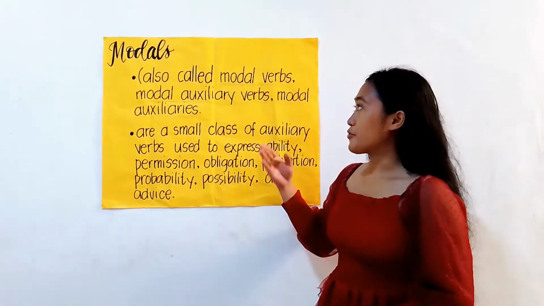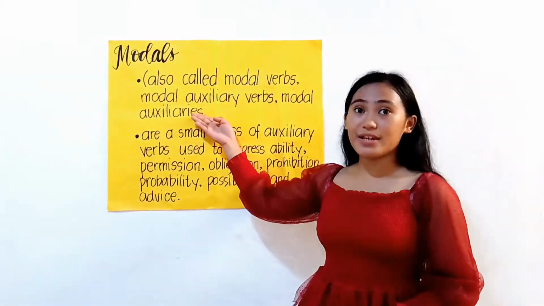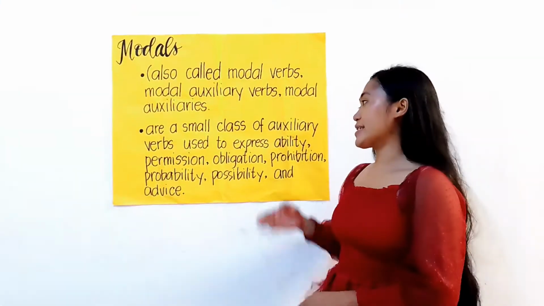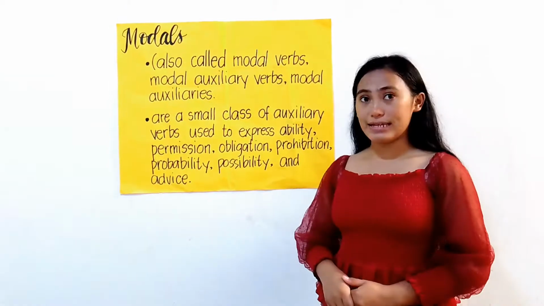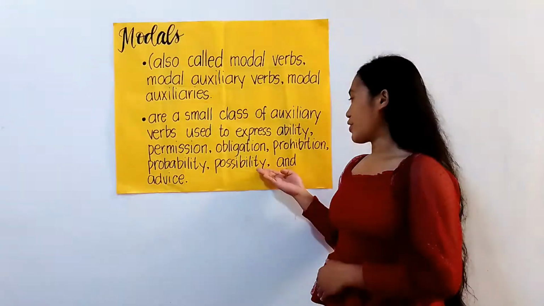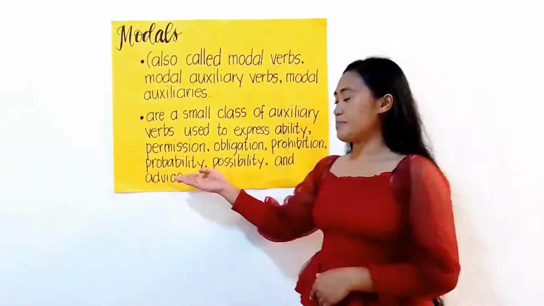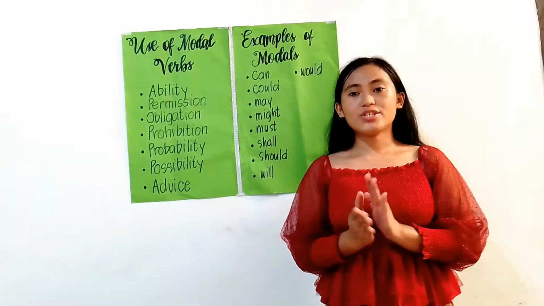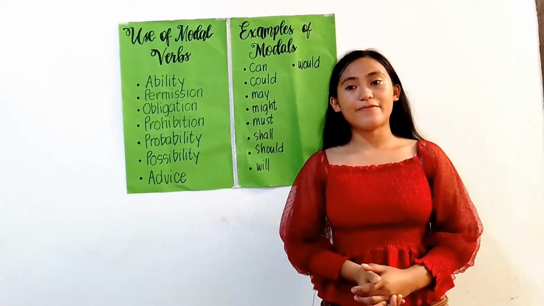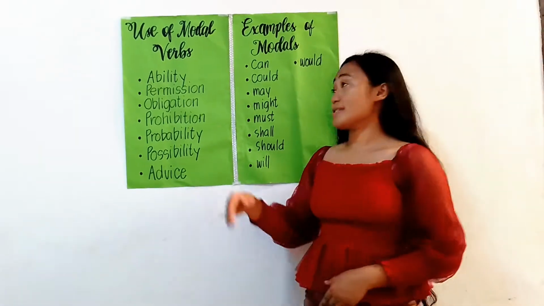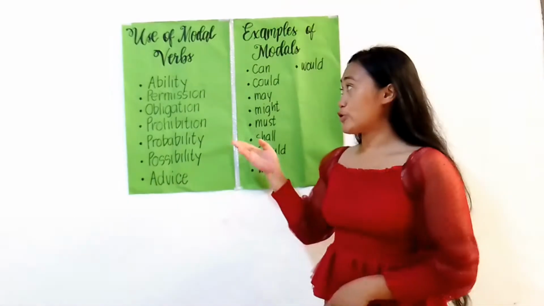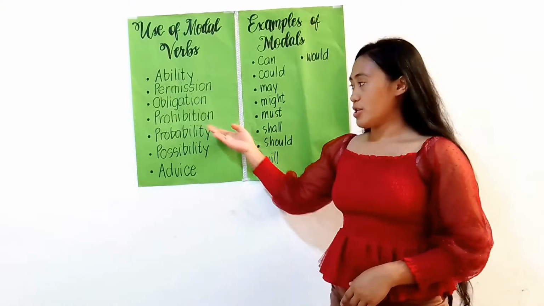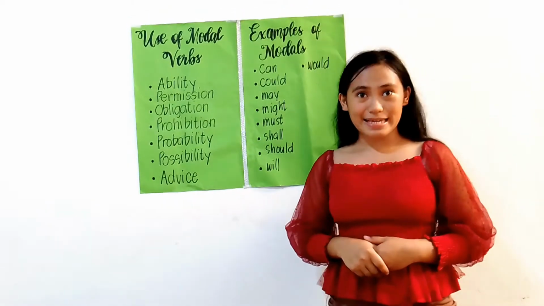Modals are also called modal verbs, modal auxiliary verbs, and modal auxiliaries. These are a small class of auxiliary verbs used to express ability, permission, obligation, prohibition, probability, possibility, and advice. This is just what the modal verbs can help explain further for the verb that follows. These are the uses of modal verbs: ability, permission, obligation, prohibition, probability, possibility, and advice.